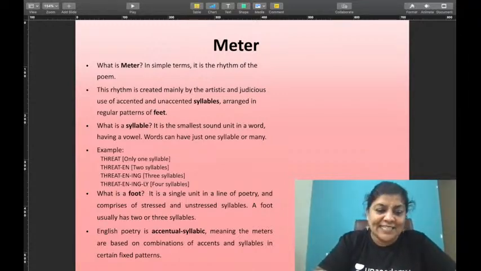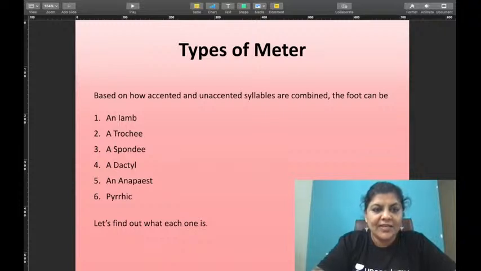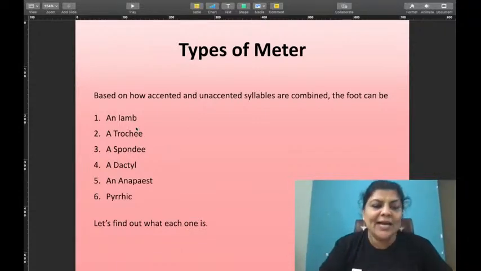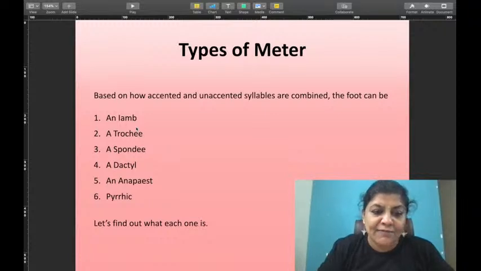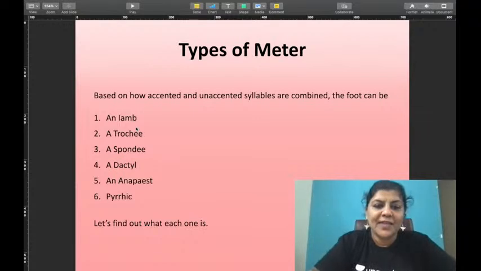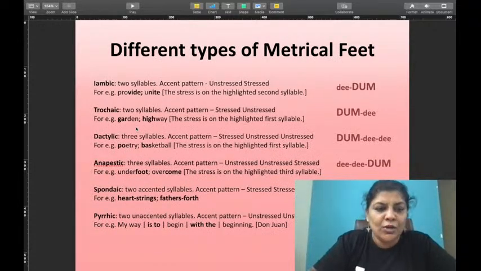English poetry is accentual syllabic. Based on how accented and unaccented syllables are combined, the foot can be an iamb, a trochee, a spondee, a dactyl, an anapest, or a pyrrhic. Did you understand, guys? These are the different types of meter.